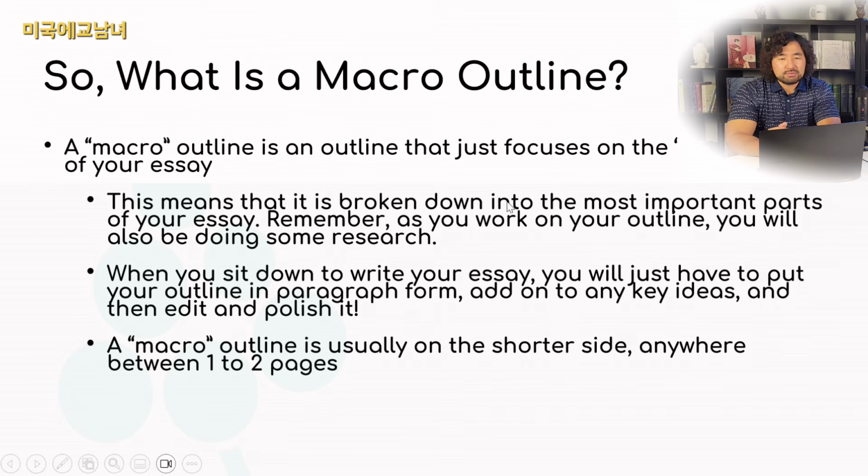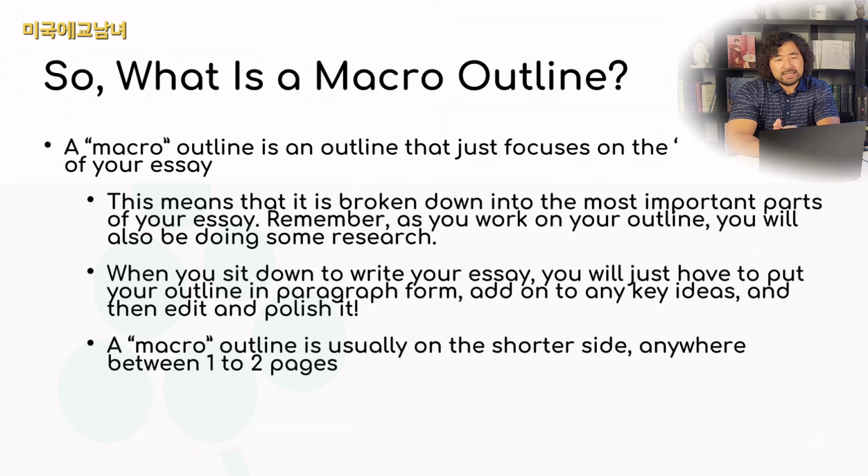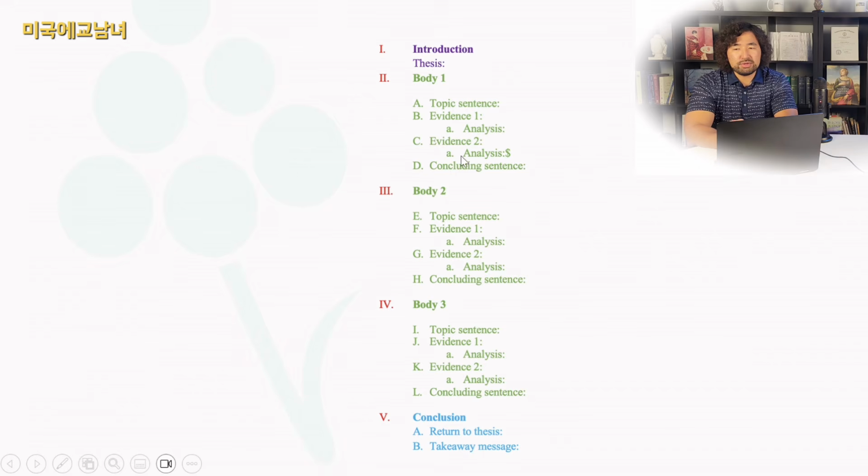When you sit down to write your essay, you will just have to put your outline in paragraph form. Just add on key ideas. You don't have to spell out every word, just key ideas roughly, and then edit and polish it. The macro outline is usually on the shorter side, anywhere between 1 to 2 pages, not too long.